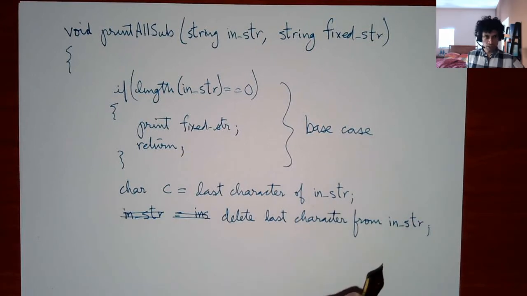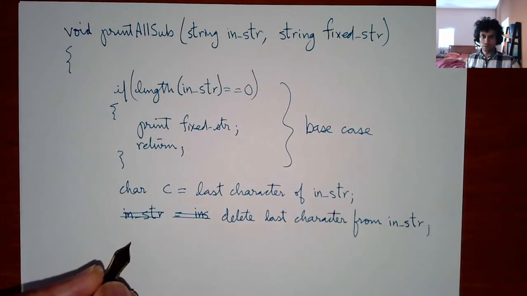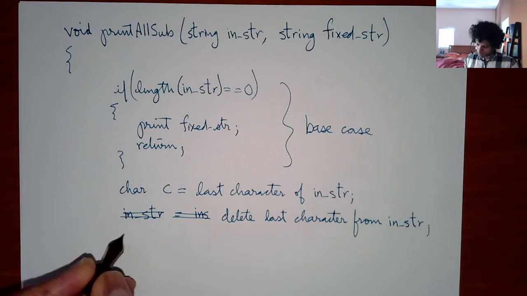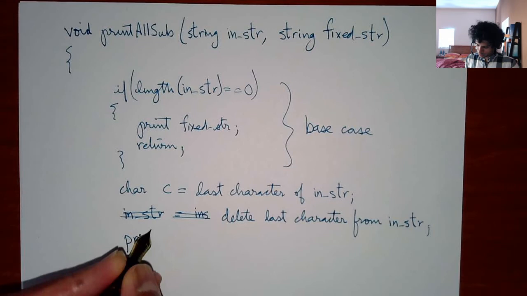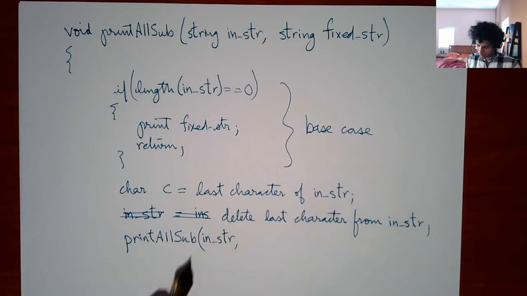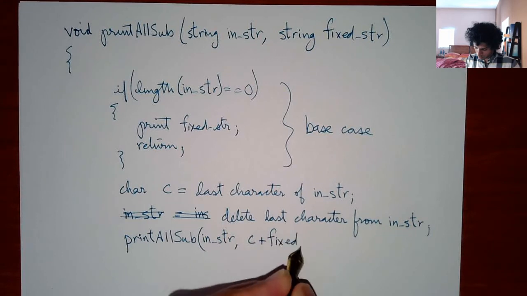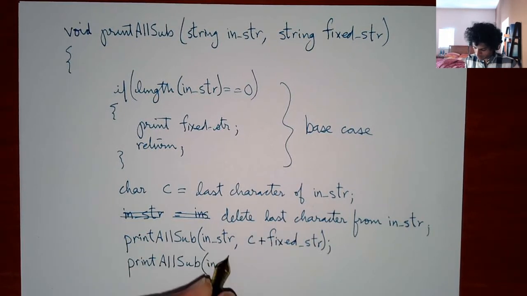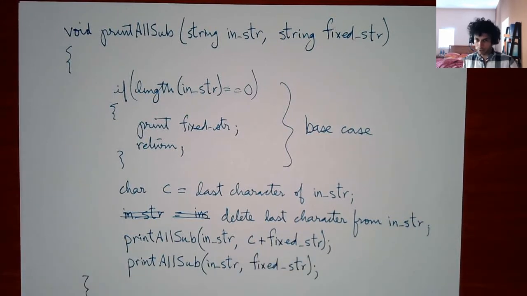And again, there's a C++ function called pop_back, which you can call to do that. And now you make your recursive calls. You can make one recursive call, which is just going to be print all substrings of the input string, with C plus the fixed string, and you can do print all subarrays of the input string and the fixed string.